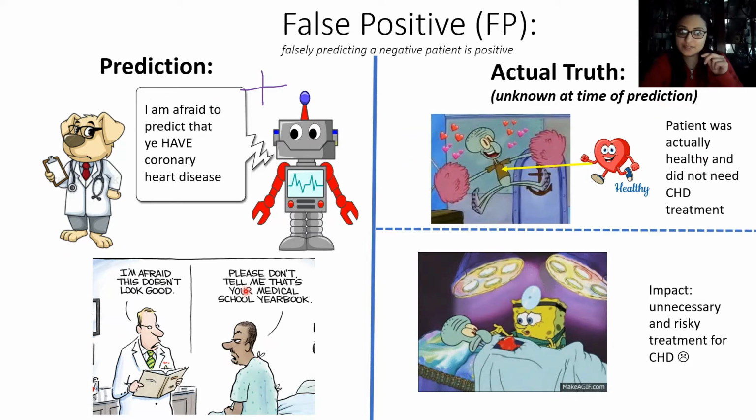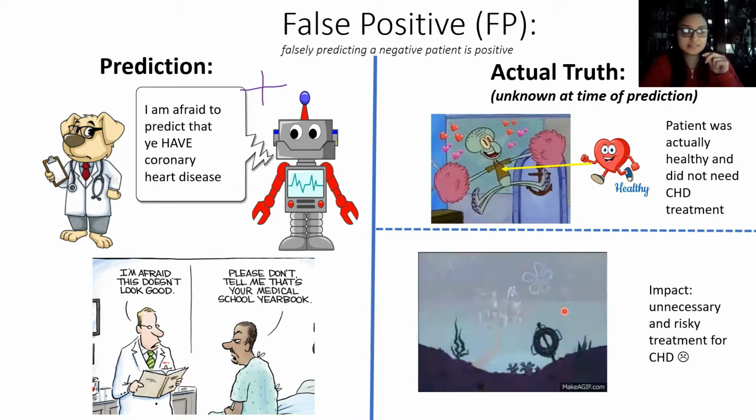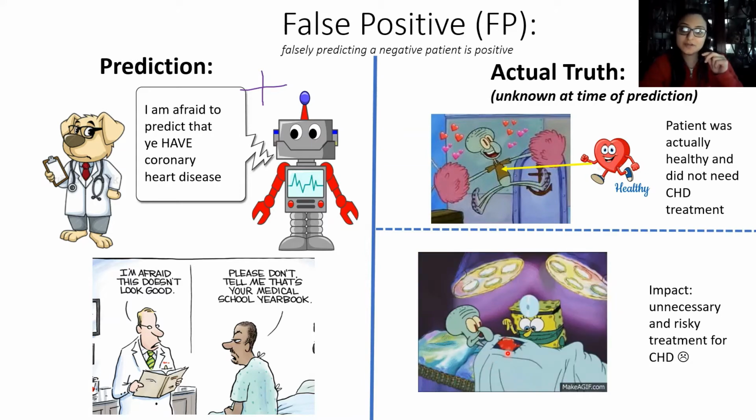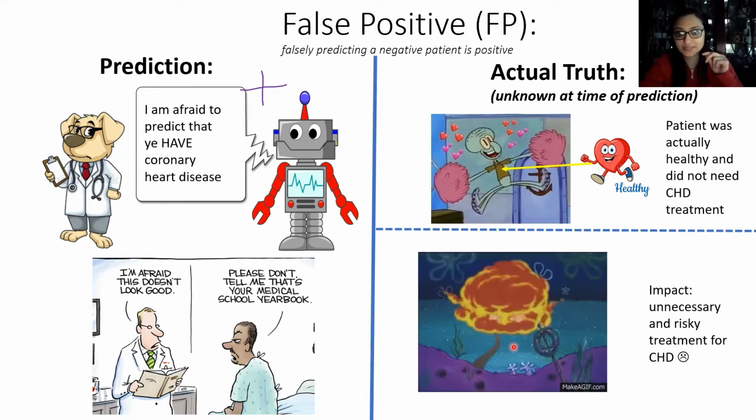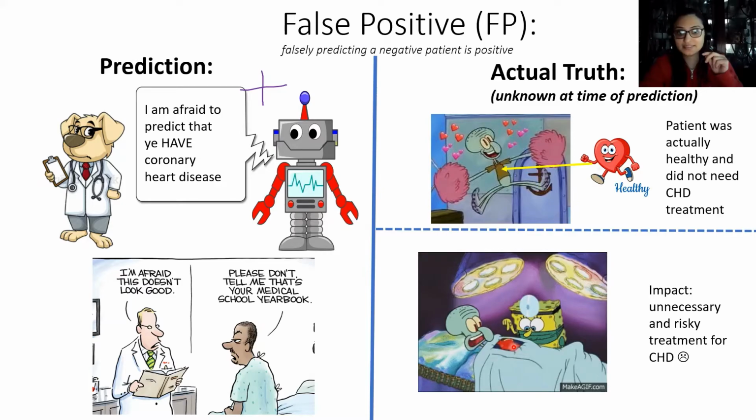The doctor is predicting that the patient has coronary heart disease, but actually, in this case, let's say the patient is Squidward. Squidward is full of life and love and actually was healthy and did not need treatment for coronary heart disease. And the impact of this false positive is that Squidward is now going through unnecessary and risky treatment for coronary heart disease. So you're sending a healthy patient for unnecessary treatment.